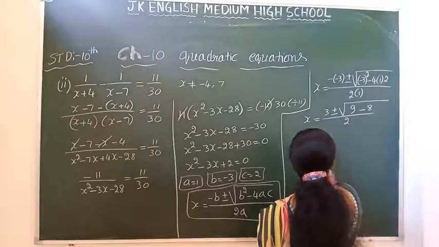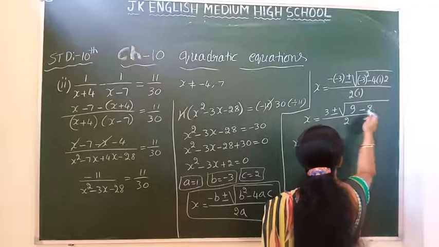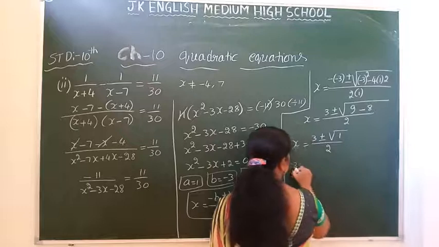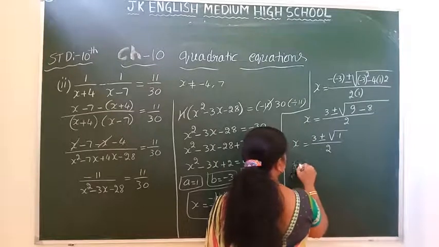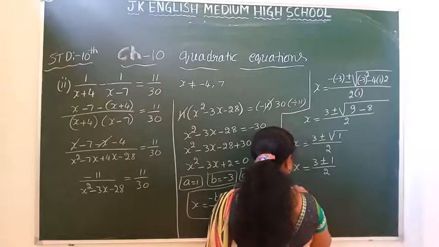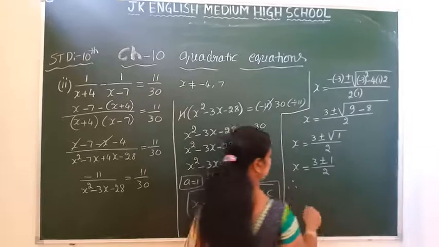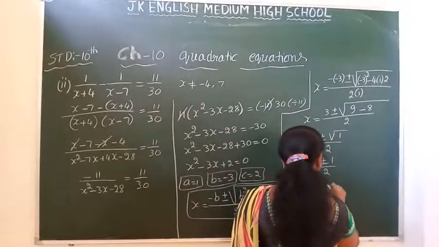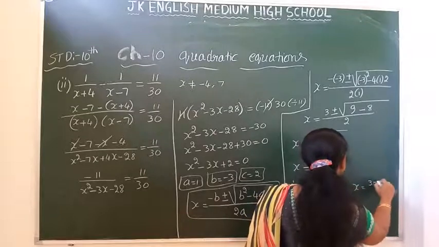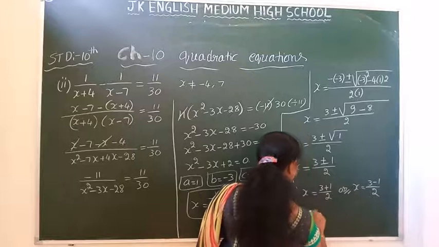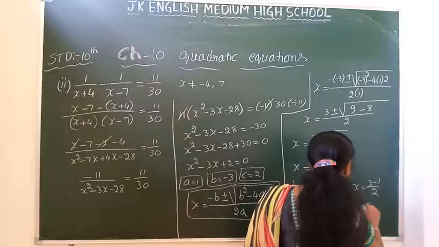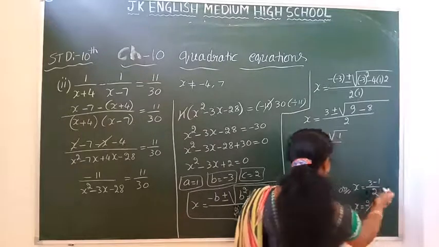So x is equal to 3 plus or minus square root of 9 minus 8, which is 1. Square root of 1 is 1 only, children. So x is equal to 3 plus or minus 1 divided by 2. Therefore, the roots of this quadratic equation are x is equal to 3 plus 1 by 2 or x is equal to 3 minus 1 by 2. Therefore, x is equal to 4 by 2 or x is equal to 2 by 2.